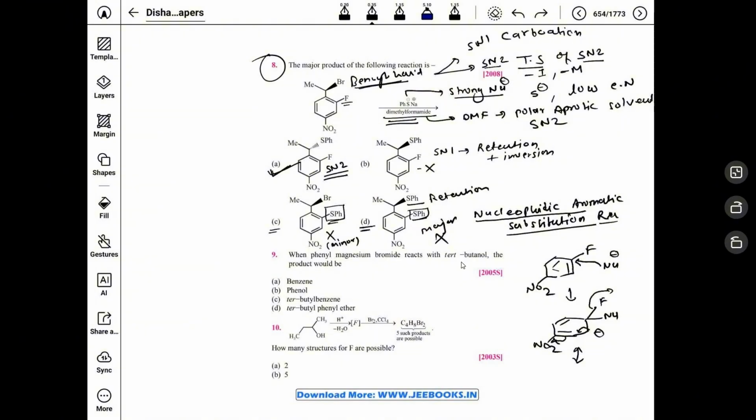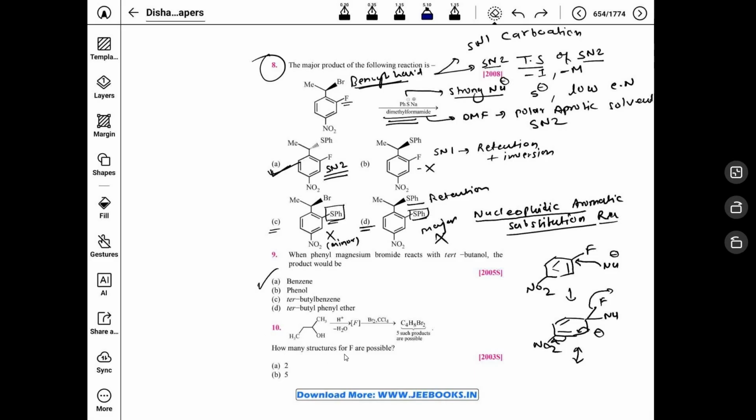When phenyl magnesium bromide reacts with tertiary butanol, the product would be. So for magnesium bromide, we should know that whenever you react the Grignard reagent with any acidic medium which can provide the proton, which can provide the hydrogen, hydrocarbons will form. So what will be the hydrocarbon here? This, and this is nothing but benzene. So the correct answer will be A, benzene. Now moving to question number 10.